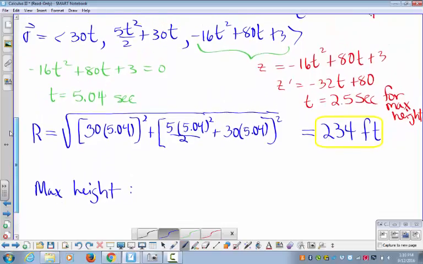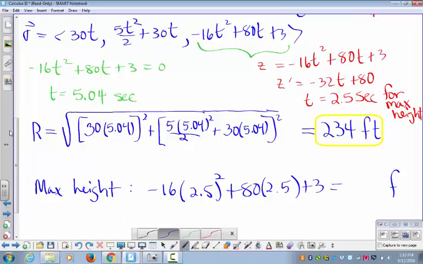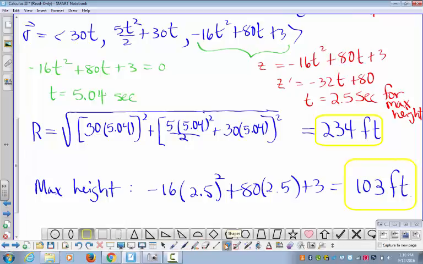We're going to z, so minus 16. So we're going to do minus 16 times 2.5 squared plus 80 times 2.5 plus 3. And what do we get when we plug that in for our max height? 103 feet. Thank you.